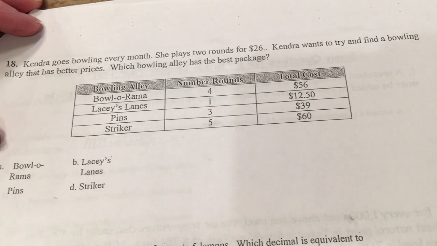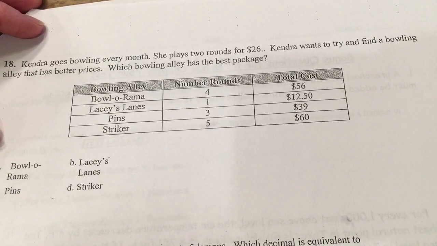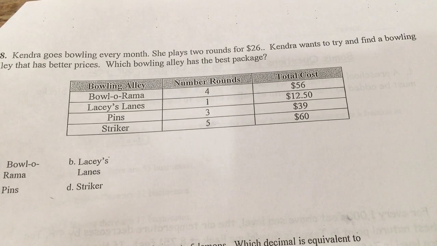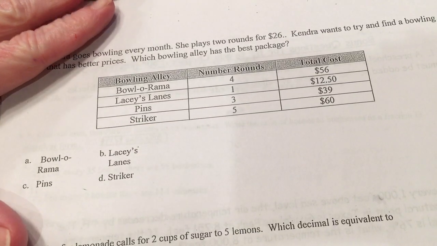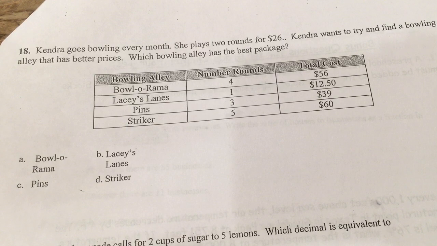Number 18. Kendra goes bowling every month. She plays 2 rounds for $26. Kendra wants to try and find a bowling alley that has better prices. Which bowling alley has the best package? A. Bolorama. B. Lacey's Lanes. C. Penn's. D. Stryker.